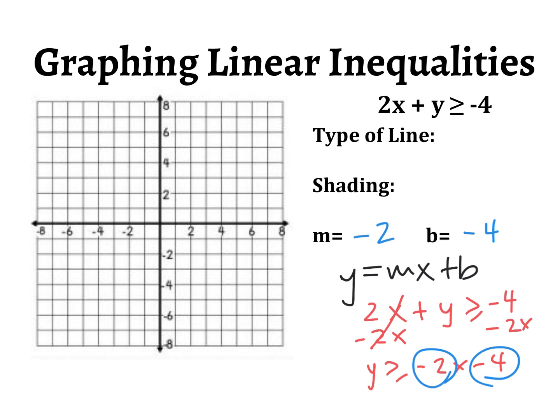So let's go to the line. What kind of line am I dealing with? Well, because there's an equal symbol here, I'm going to be dealing with a solid line. And because it is a greater than or equal to, I'm going to be shading above. So we go to negative 4. And the slope is negative 2. So I'm going to go down 2 over 1, down 2 over 1.